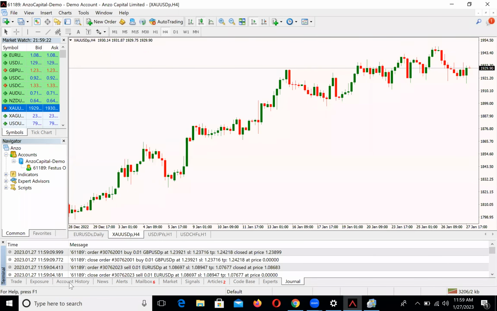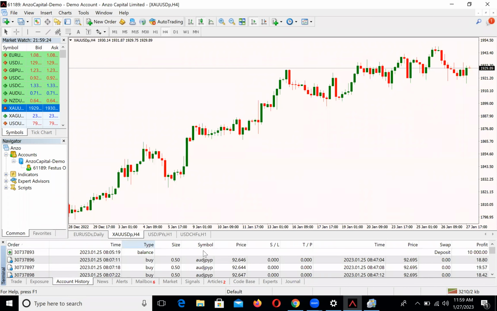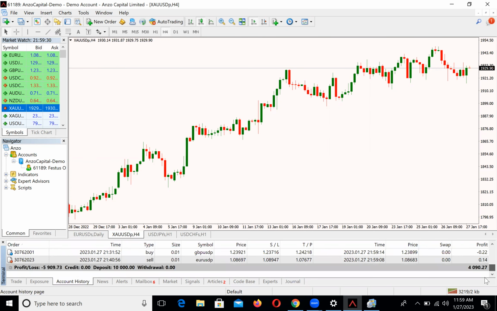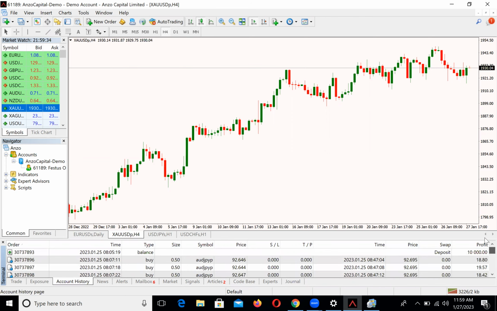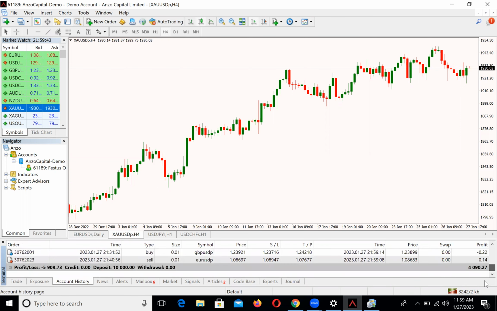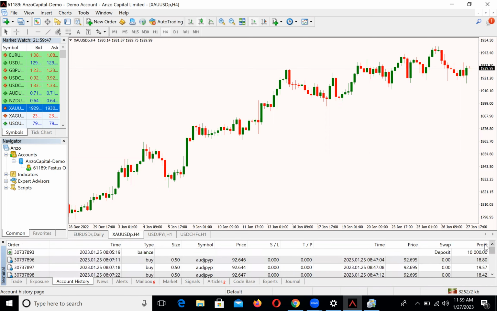Account history. Let's go to account history. You see all the trades you've taken. These are all the trades I've taken, profit, loss, and all that. So this account, I'm trying to blow it. I'm trying to make loss and take it down. They gave me 10,000. So I'm trying to find a way to lose the account to, let's say, 200 and build it from there again with a strategy I'm testing. This is a demo account. So that's that.